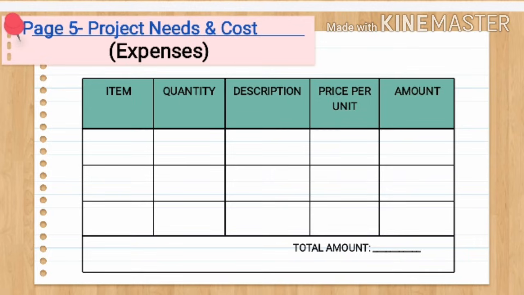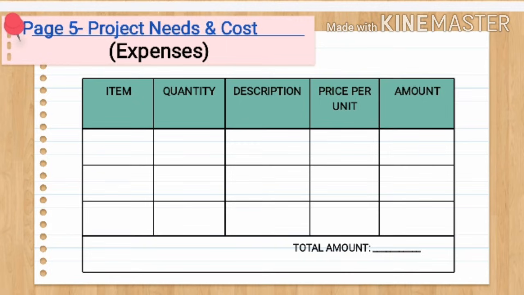So in the first column, we have to indicate the item. The next column would be the quantity, description of this item, the price per unit or price for every one piece of this item, and then the amount. Below, of course, you're going to write the total amount of all the items indicated in the template.